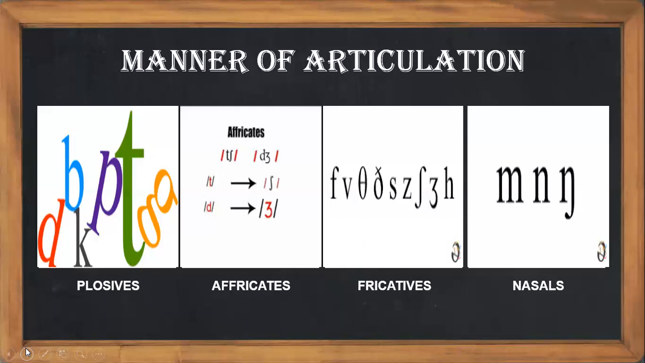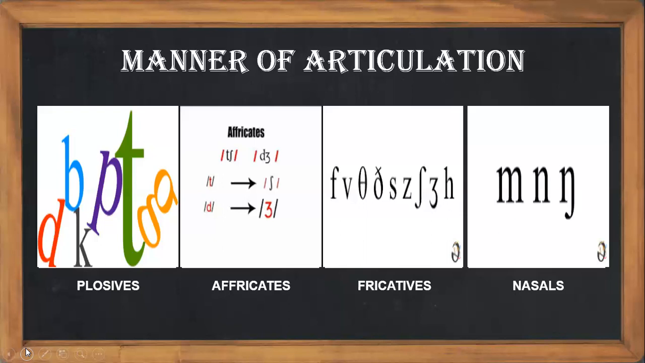So when the lung air is blocked in the mouth and suddenly that oral closure is released, the active and passive articulators suddenly move away from each other. That causes the air to escape with an explosive noise, and that is called plosives.